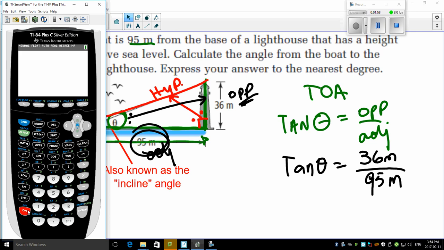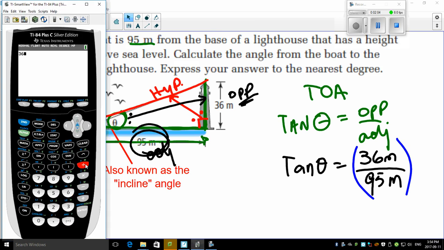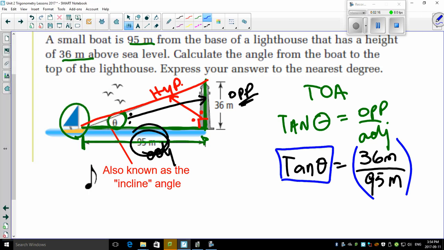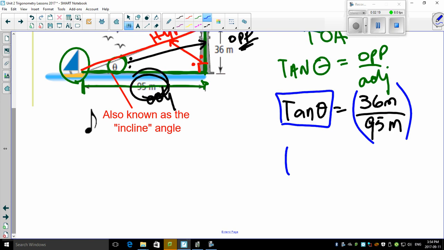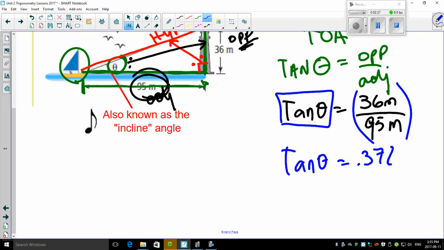Now, remember how to do this. We have to find this, right? 36 divided by 95. Let's do it. 36 divided by 95 gives us an answer that looks an awful lot like this. Remember, that is the ratio of this. That's just dividing things out, gives us a decimal, that's fine. That gives us tan theta. So if tan theta is some sort of number which is 0.3789, and it goes on and on and on forever, my question is, what is theta?